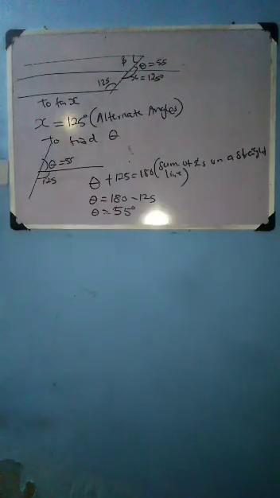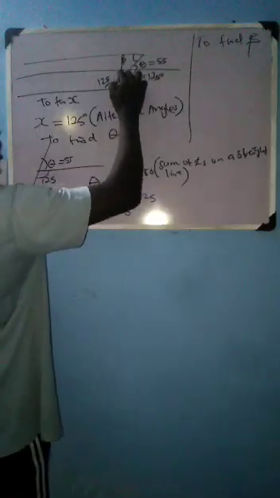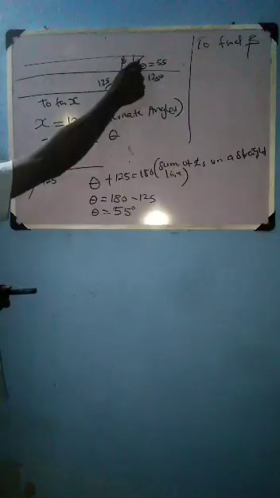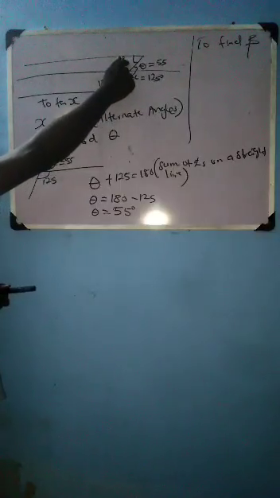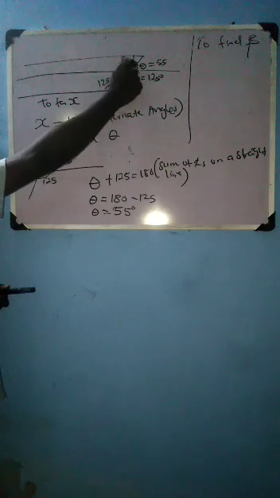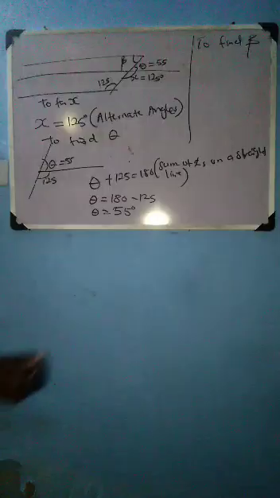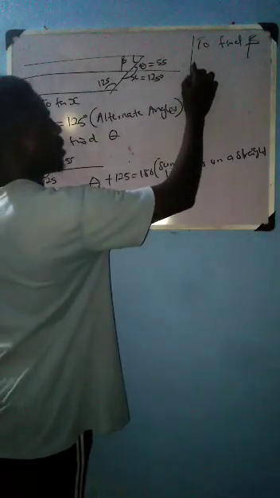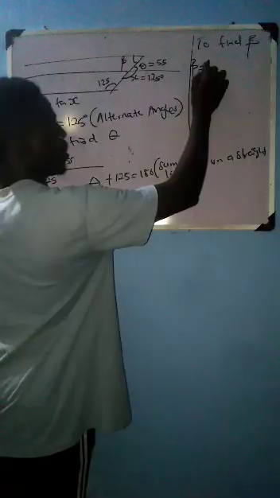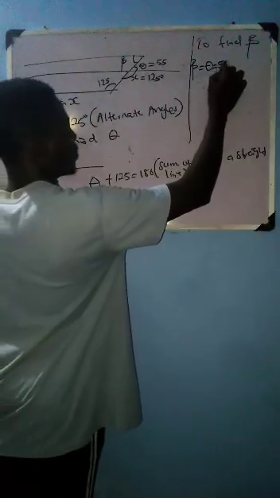So that's what we have. Now let's find beta, shall we? This is beta, the Greek alphabet, the long tail B. To find beta, look at this. If here is 55, here 55, and this one is also in opposite direction with this one, is it not so? Opposite direction. So angle theta, beta is equal to theta is equal to 55 degrees.